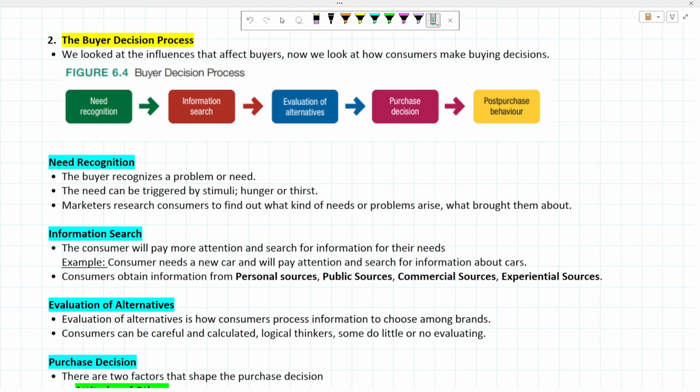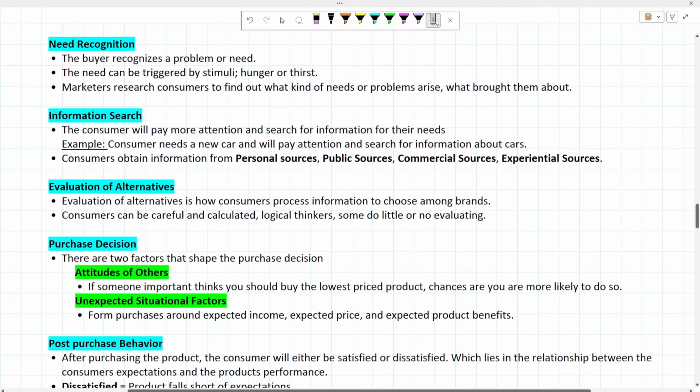Information search is where consumers will pay more attention and search for information for their needs. An example of this is a consumer who needs a new car and will pay attention and search for information about this car or about cars in general. Consumers obtain information from personal sources, public sources, commercial sources, and experiential sources. Evaluation of alternatives is how consumers process information to choose among brands. Consumers can be careful and calculated, logical thinkers. Some do little or no evaluating at all.